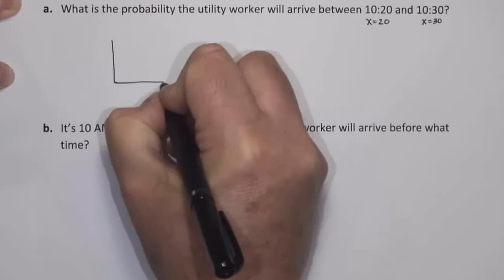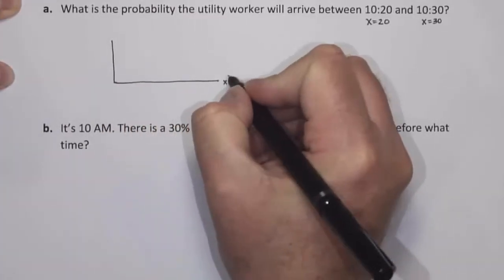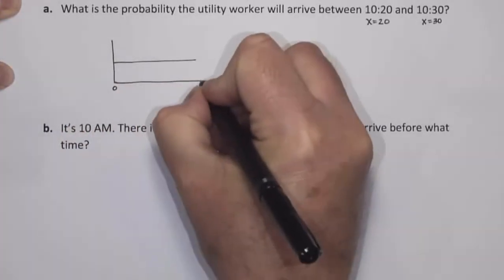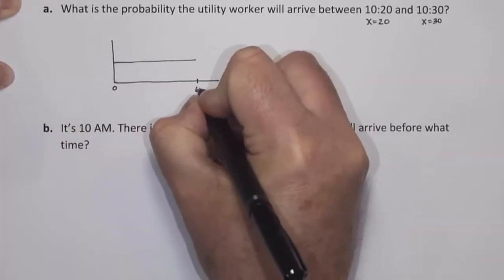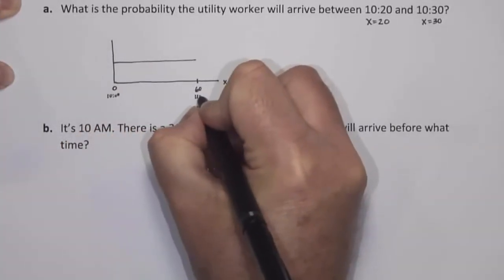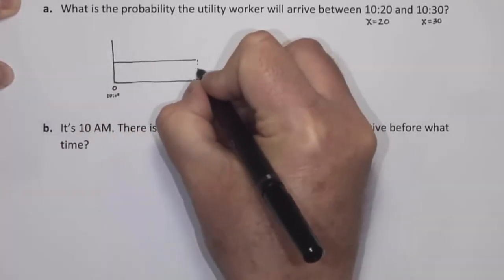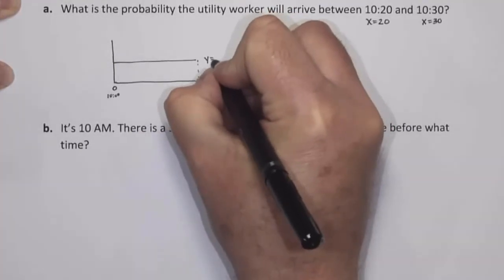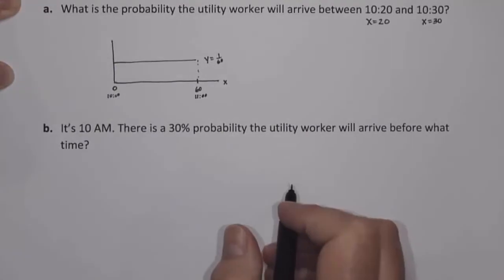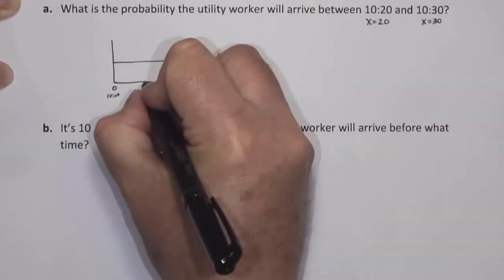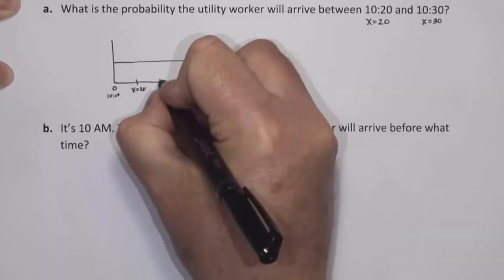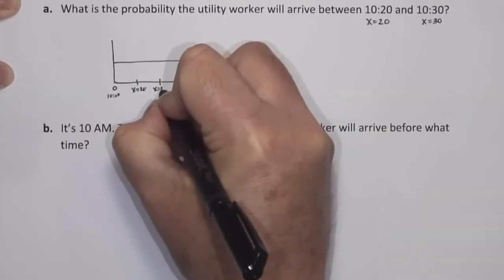So again, if I redraw my uniform probability distribution, here is x equals 0, here is x equals 60. Again, this is representing 10 a.m., this is representing 11 a.m., and we know that this is y equals 1/60th. That's the equation of that horizontal line. So x equals 20 would be around right here, and x equals 30 would be around right here.